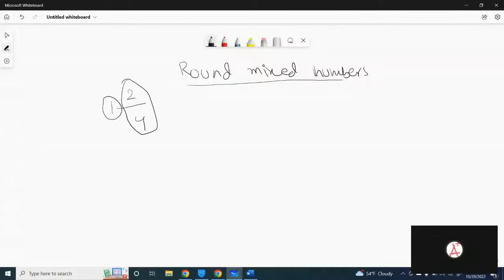So to round a mixed number to the nearest whole number, look at the fractional part. Got it? If the fraction is less than 1 by 2, we have to round down. Or if it is greater than or equal to 1 by 2, you have to round up. Got it? So you just look at the fractional part.